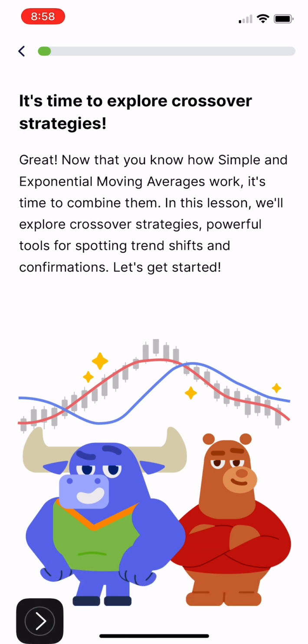It's time to explore crossover strategies. Great. Now that you know how simple and exponential moving averages work, it's time to combine them. In this lesson, we'll explore crossover strategies, powerful tools for spotting trend shifts and confirmations. Let's get started.